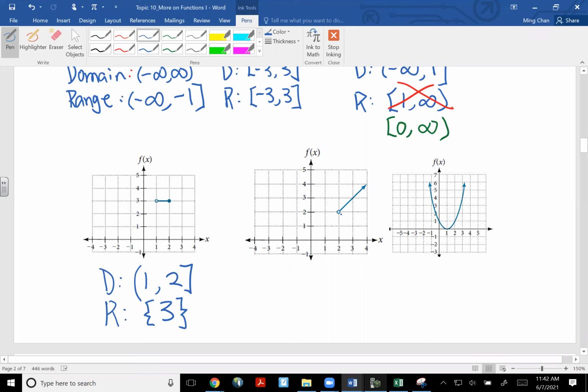All right, this one, open circle starting out with, okay? This thing's domain, left to right wise, you have to start at that point.